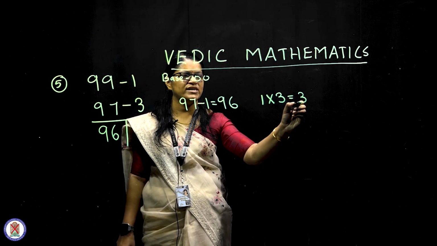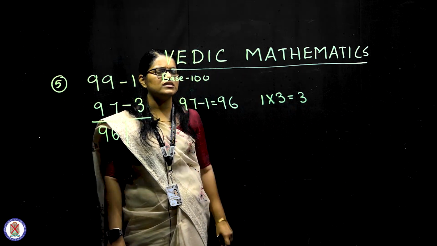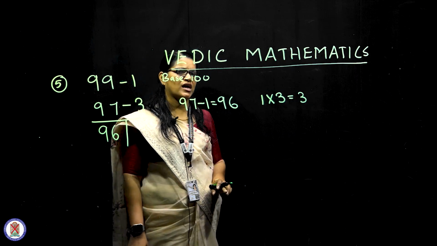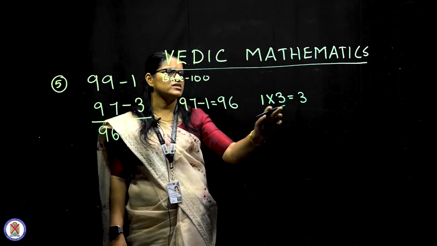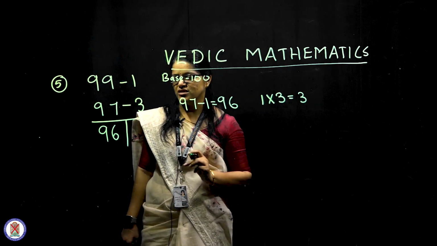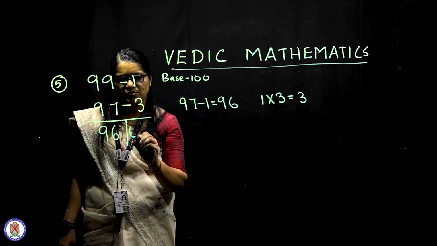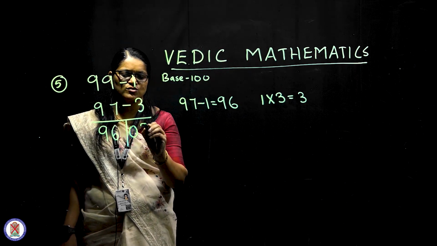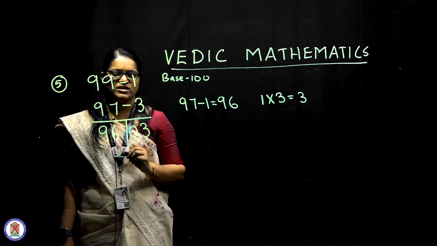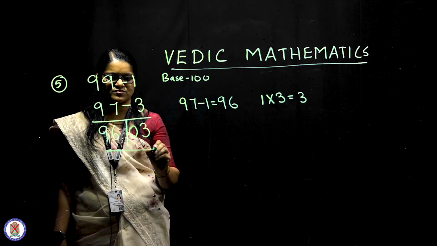But there is only one digit in this 3, but the base is 100. We can have 2 digits here. So there is one vacancy. So the remedy is to fill up the vacancy by putting 0. So the answer will be 9603.